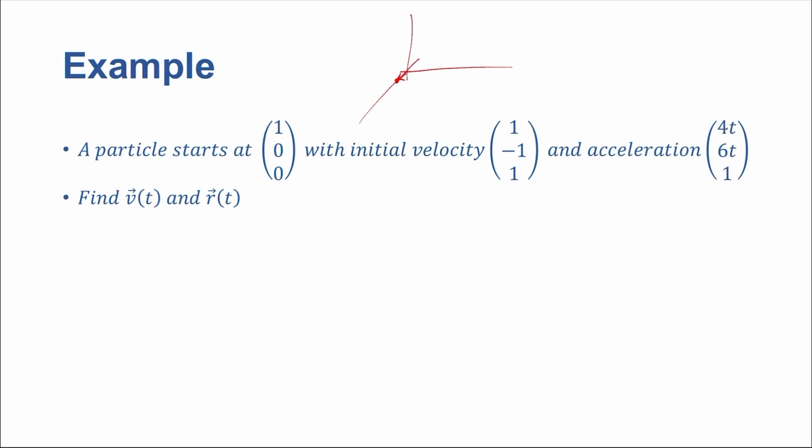Now I want us to find the velocity and the position functions. What we learned in single variable is that if I have acceleration, it is equal to the first derivative of velocity, which is equal to the second derivative of position.